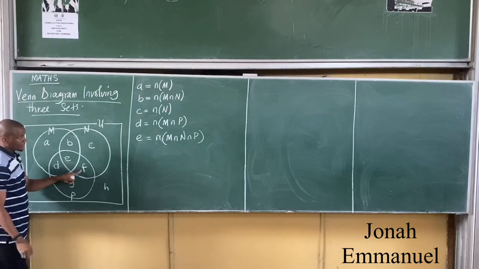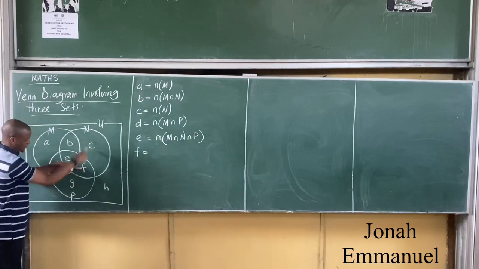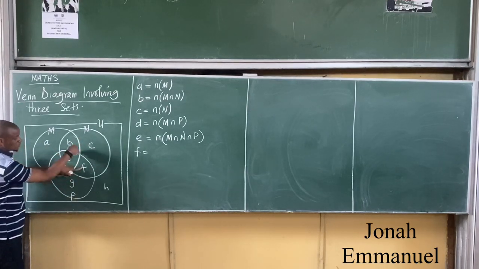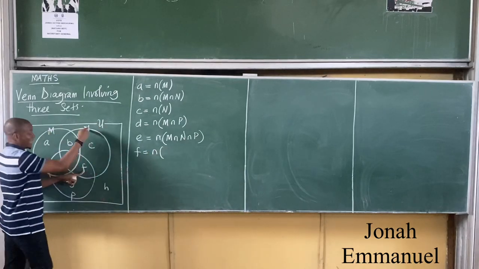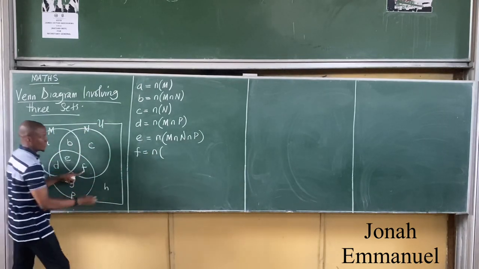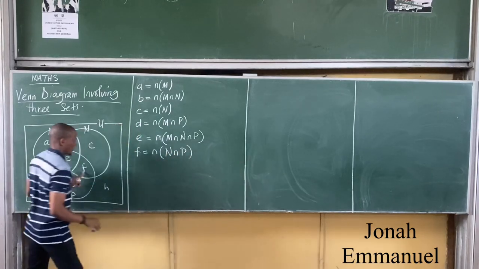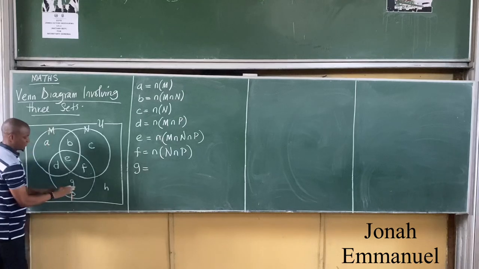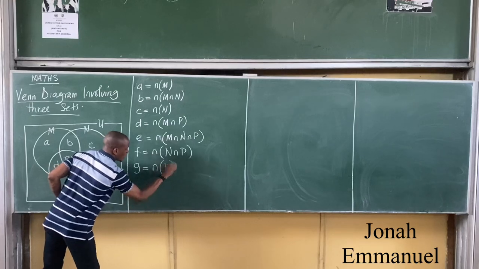Next up, F. For F, I have these two, my N circle and P circle meeting here. So F becomes the total number of N intersection P. Next up, G. This space is only for P. You can see my P circle only, so it becomes the total number of P only.